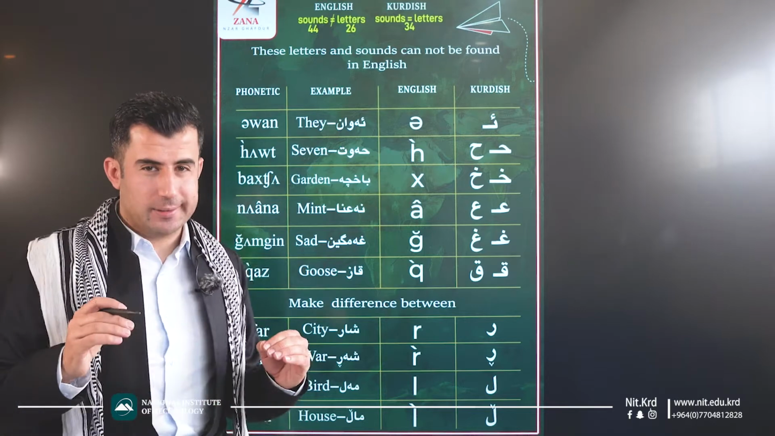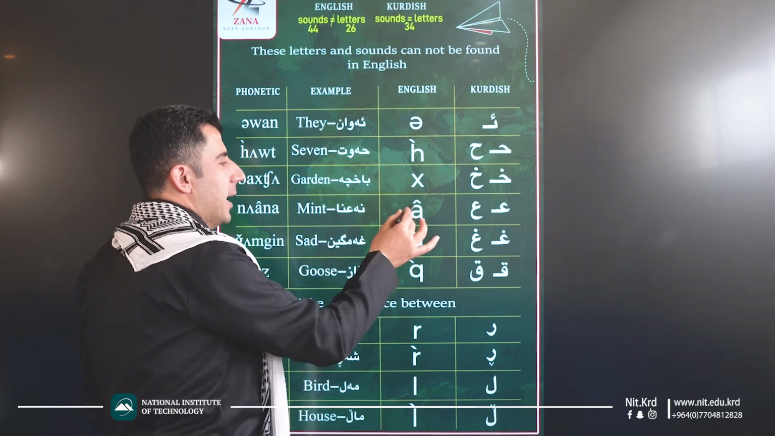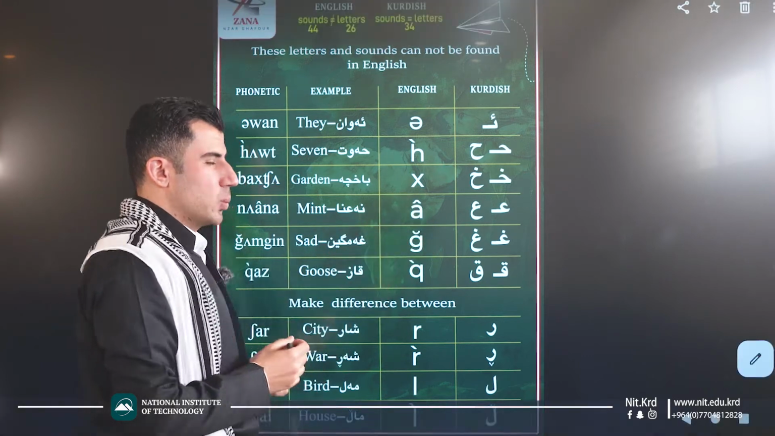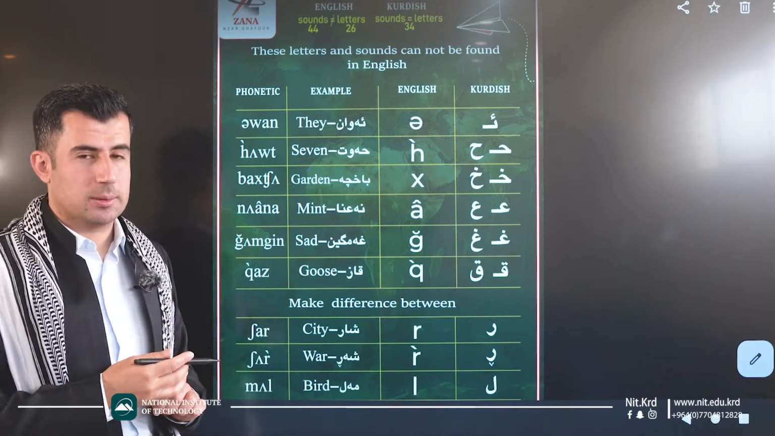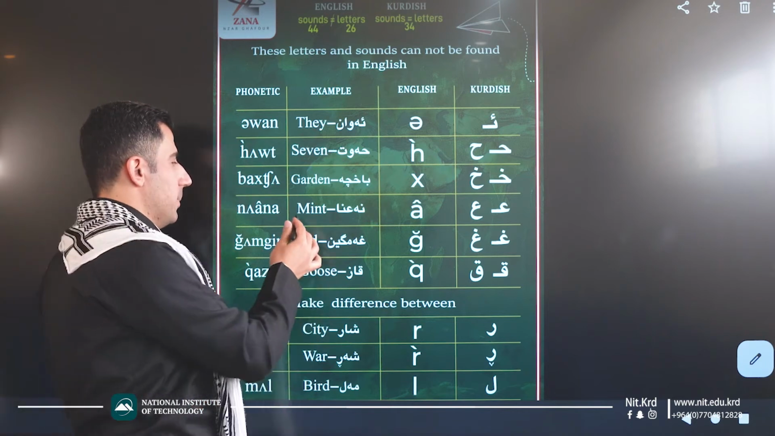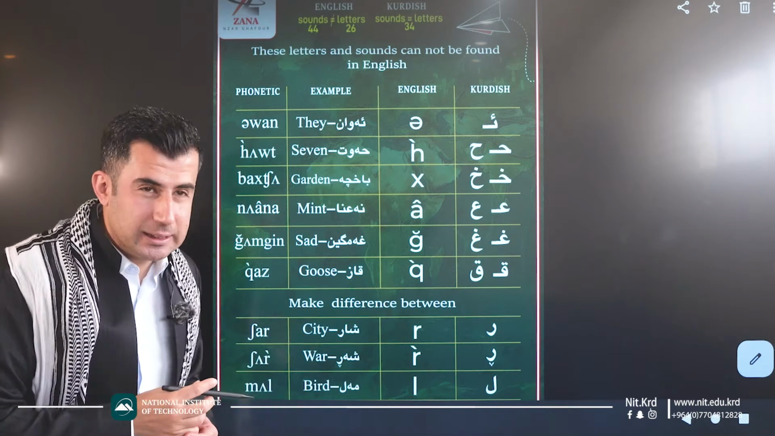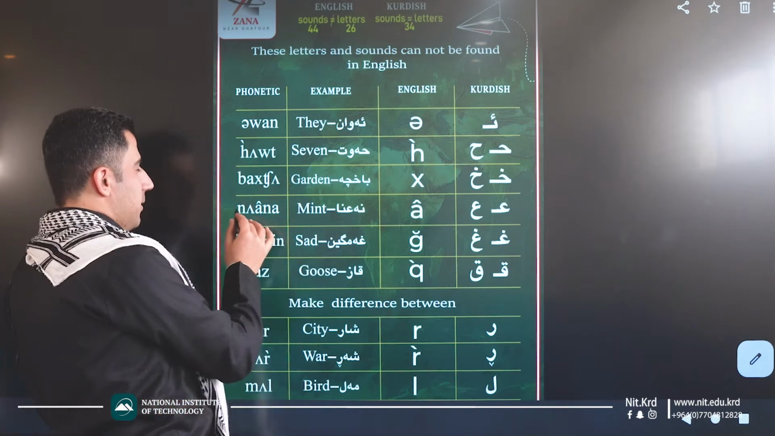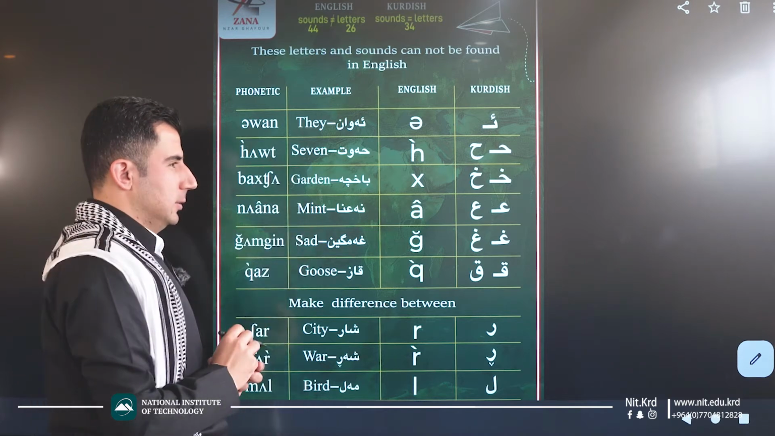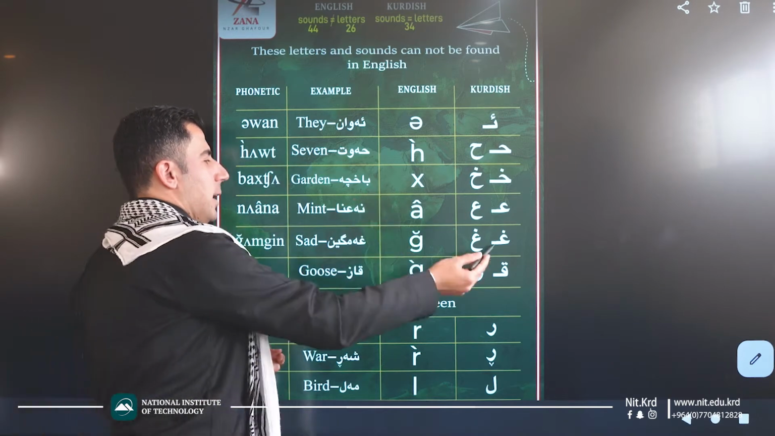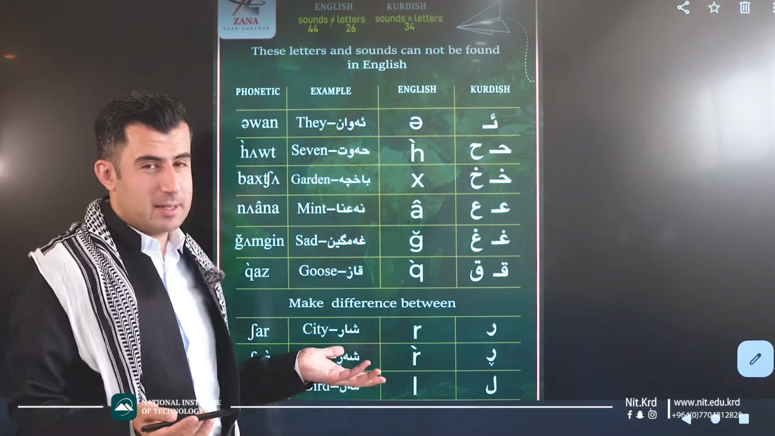After that, again, I mark it by this sign. This is like a with a stress. For example, mint. In English, we have a vegetable, mint. In Kurdish, we say na'na. If you have a look at this, this is na'na. Good. After that, we have... again, we do not have any sign for it.